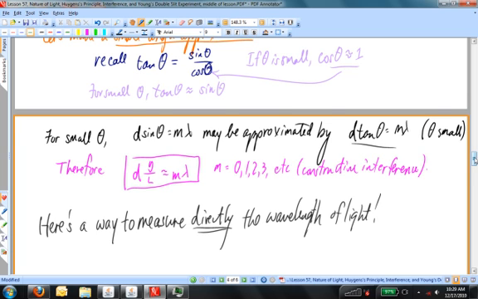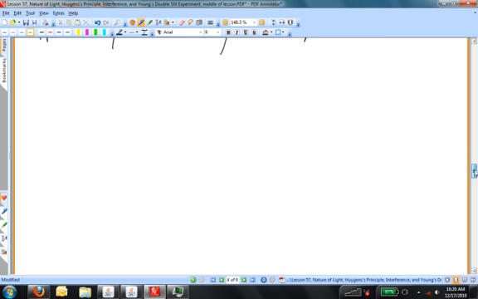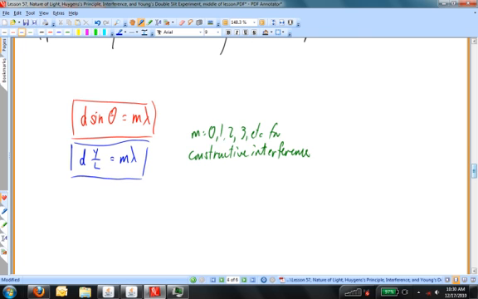So let's recap just briefly these two important formulas from Young's double slit. Here are questions that are likely to come up on the AP exam. What happens to the fringe pattern if you make the slits closer together?